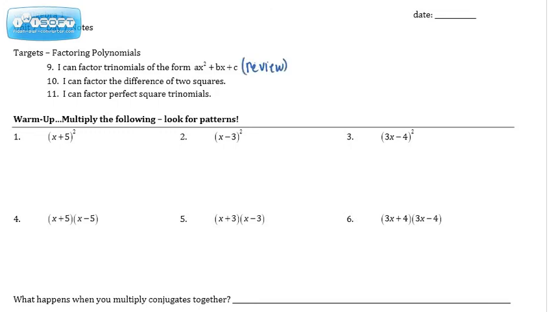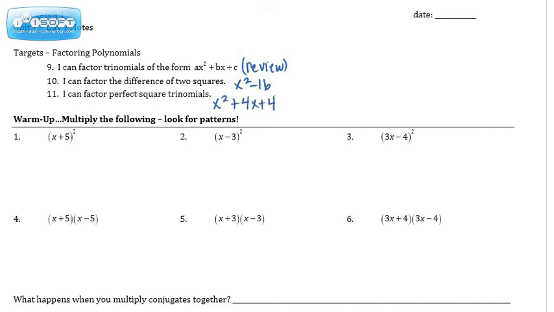And today what we're going to talk about is I can factor the difference of two squares. So this is a special pattern such as x squared minus 16, which is called the difference of two squares. You're also going to learn a pattern for I can factor the perfect square trinomials, which would be like x squared plus 4x plus 4.